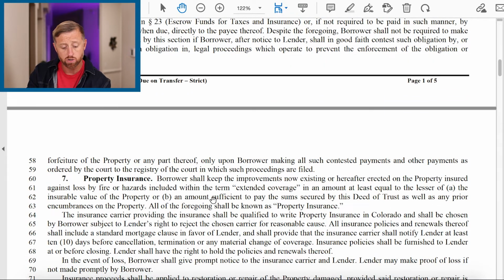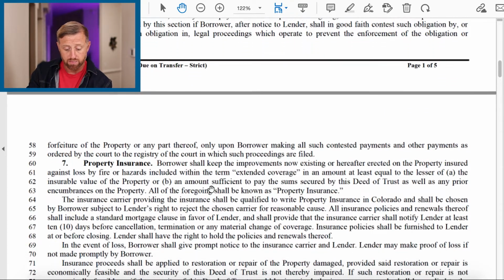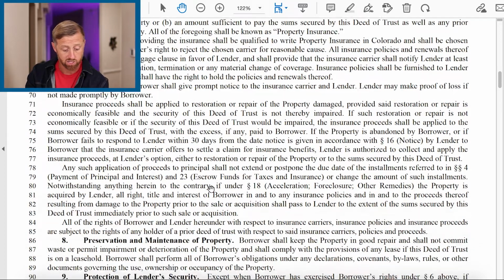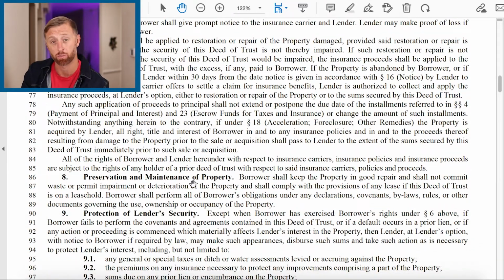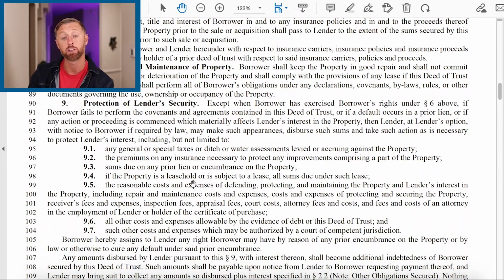Some of this jargon is a little bit long, so I'm not going to read every single detail. Property insurance is saying borrower shall keep the improvements now existing basically under insurance. Preservation and maintenance of the property. That's really important. You do not want to degrade the property. You want to maintain it and preserve it.